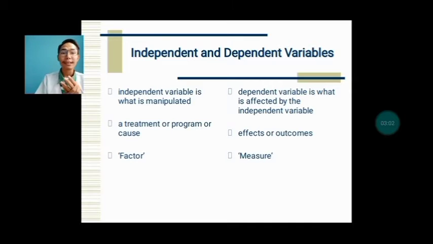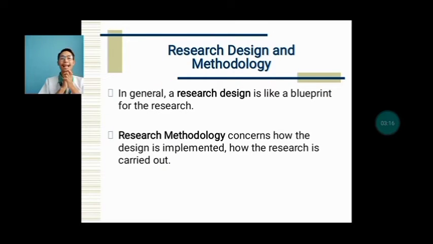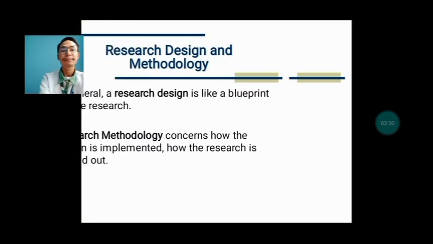Independent and dependent variables. The independent variable is what is manipulated, while the dependent variable is what is affected by the independent variable. Research design and methodology. In general, a research design is like a blueprint for the research. Research methodology concerns how the design is implemented, how the research is carried out.